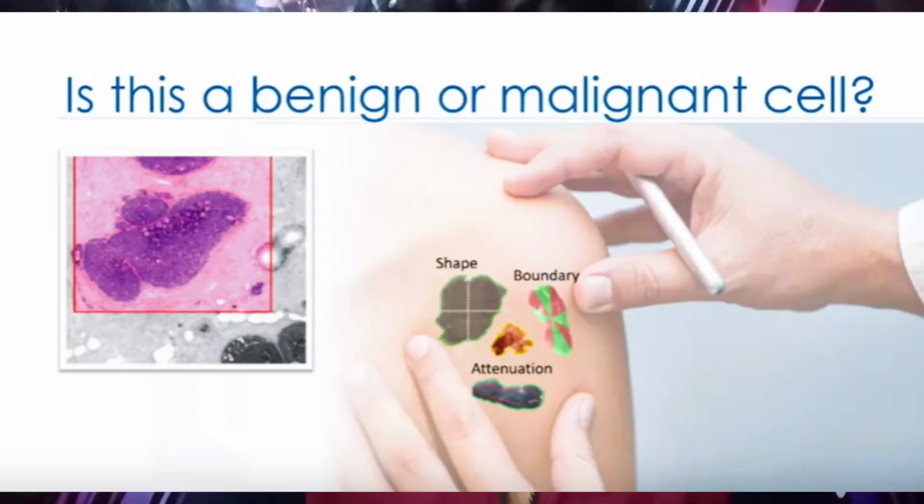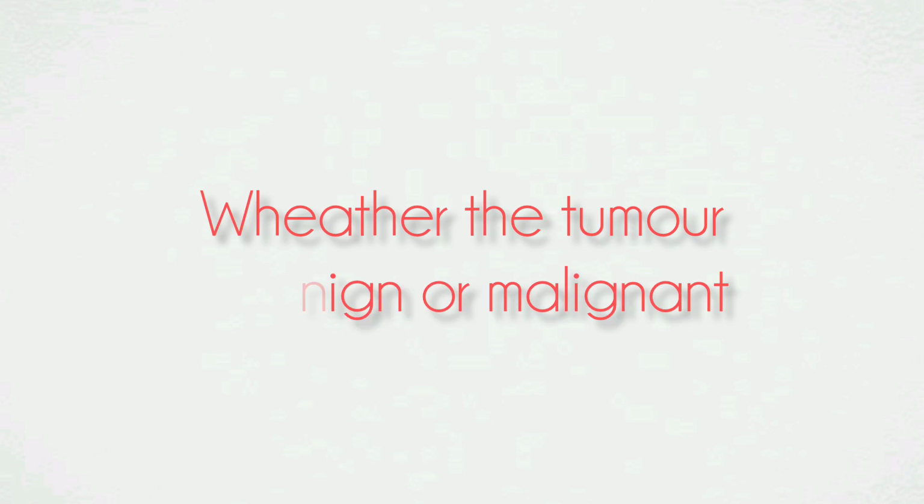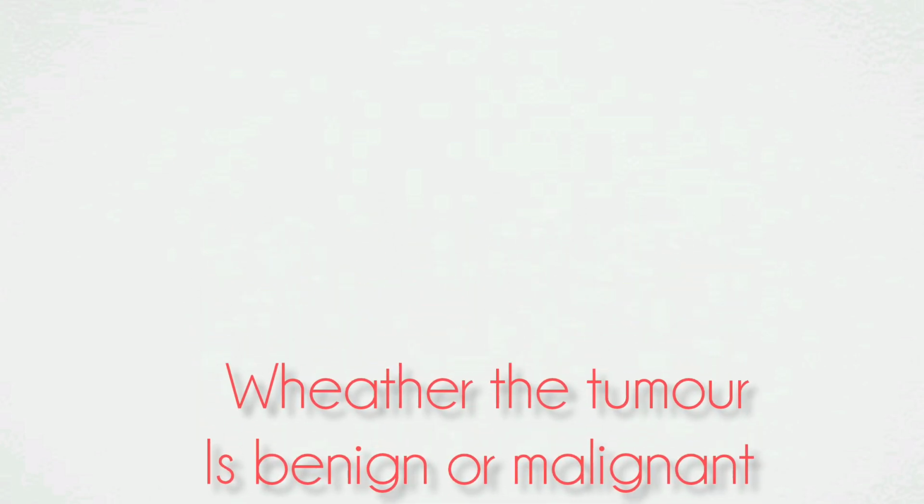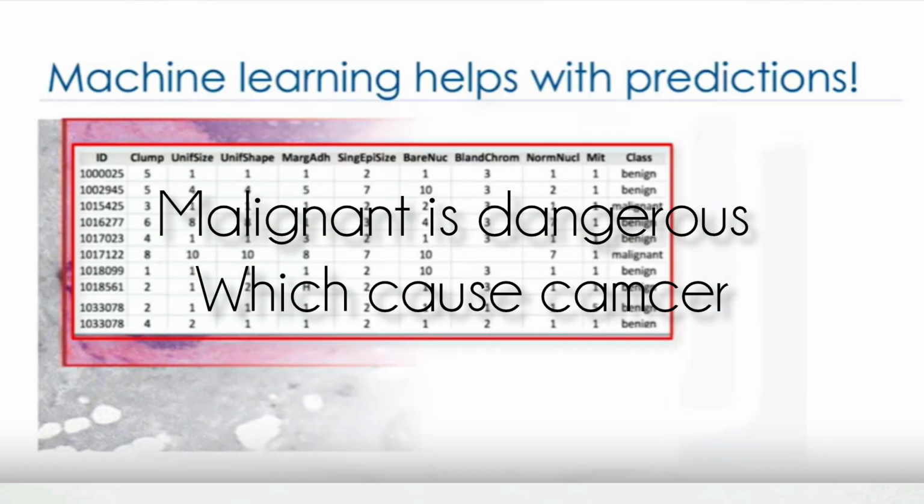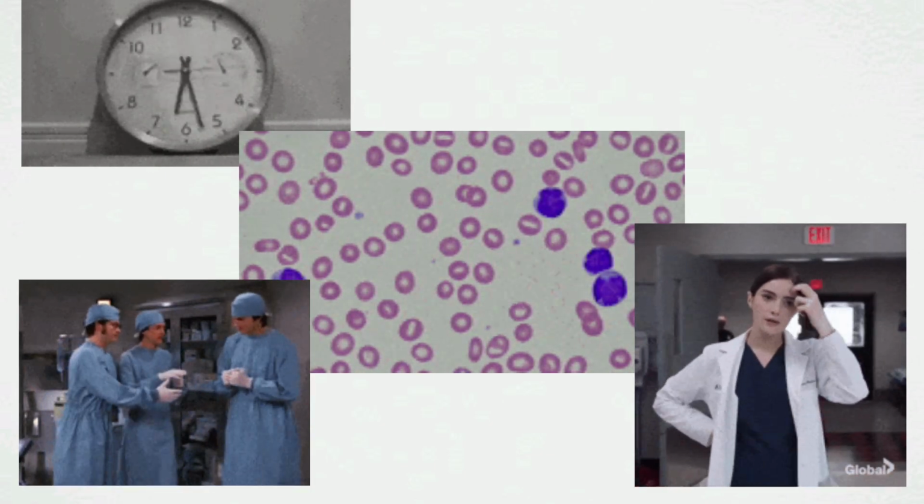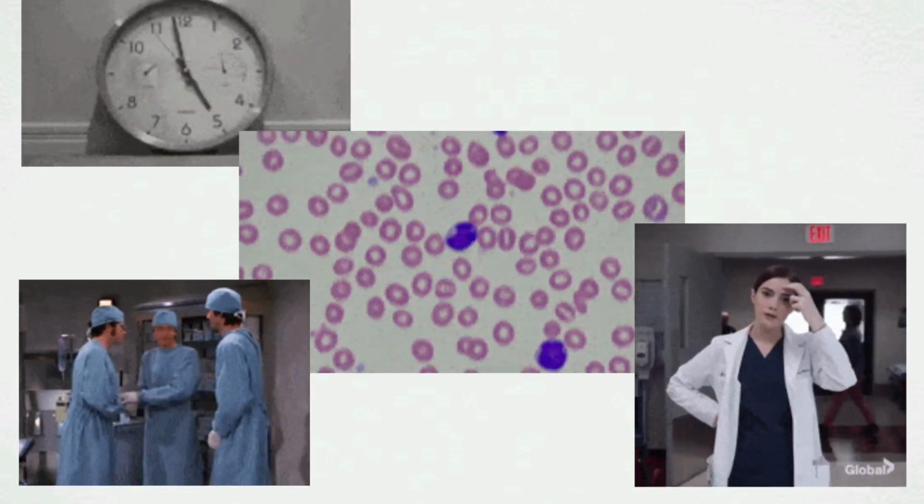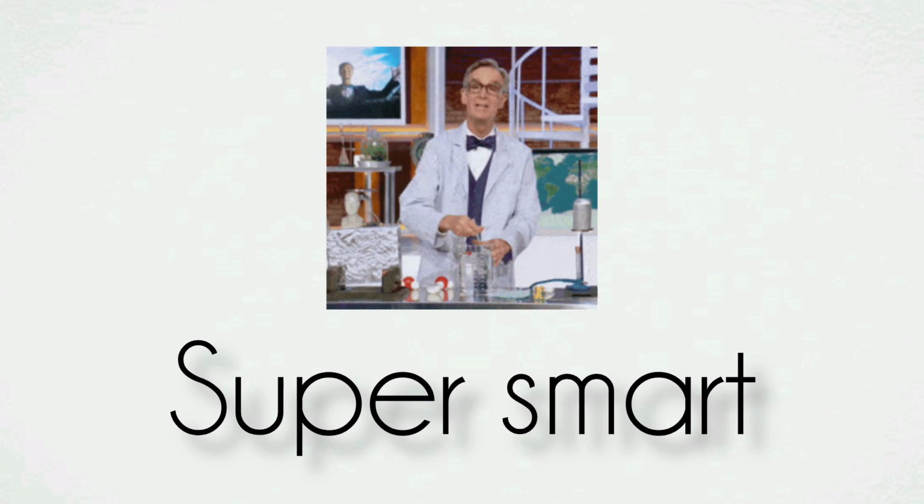Let us see how machine learning predicts and how we can predict using machine learning. Let us see it now on the screen. In the medical field, doctors often rely on tests to figure out if a tumor is harmful, malignant, or harmless, benign. Malignant is the one which is harmful, which can cause cancer. But with so much data to analyze, it can take time and effort. But in today's world, machine learning comes in, acting like a super smart assistant.